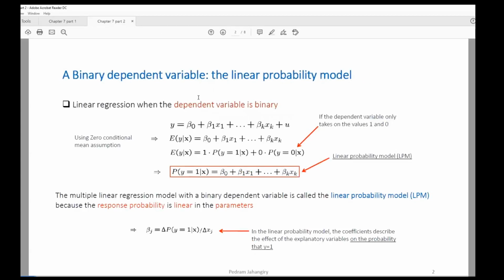So let's begin. We are going to talk about when the dependent variable is binary. My left-hand side variable is binary, 0, 1. And we're going to work with a model which is called the linear probability model. We show it with LPM. So the model is a linear probability model, but the estimation engine is going to be either OLS, weighted least squares, and things like that.